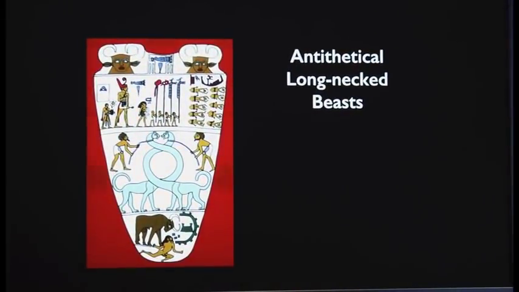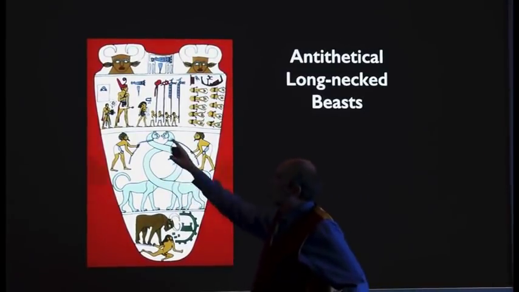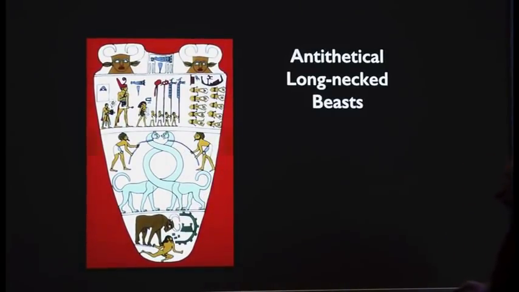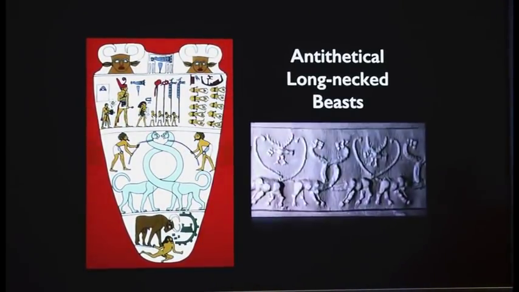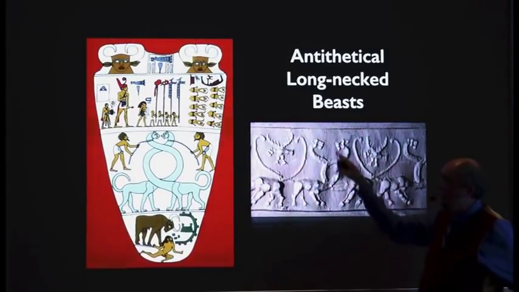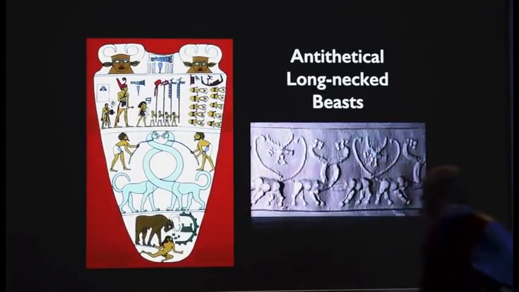In the Narmer palette, we see this famous sort of antithetical panthers with long necks. And of course, this is, in fact, a Mesopotamian motif, because here's a cylinder seal from Mesopotamia with exactly the same motif on it. So this is clearly of Mesopotamian origin.